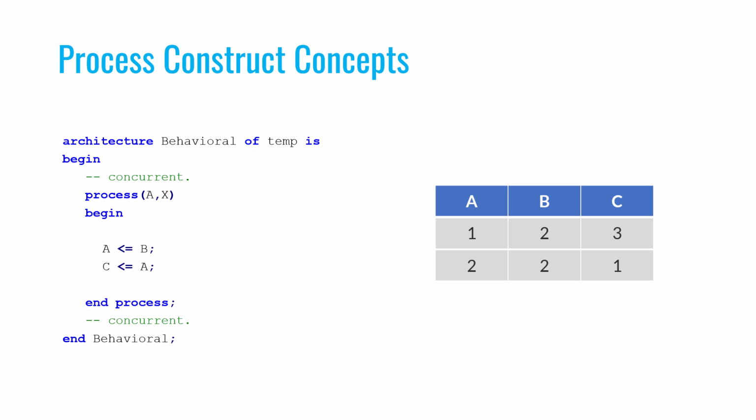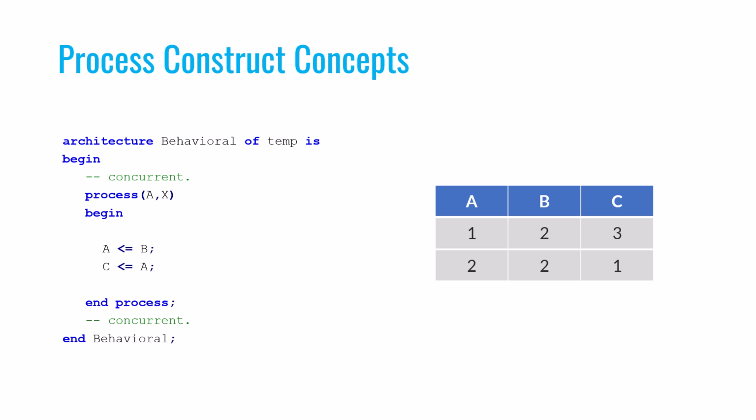Let's see why. Signal A is assigned the value of B, which was 2 before the process activated. So the number 2 is assigned to A. But as I mentioned, the value of A doesn't change until the end of the process. During the process, A retains the value it had before the process activated.